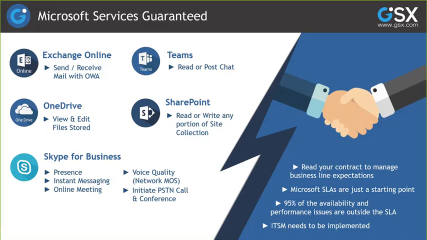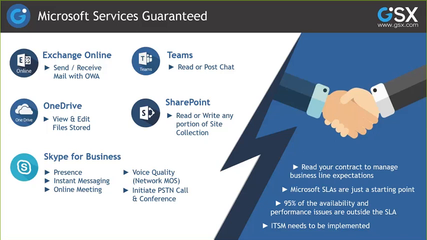So let's continue with Teams. For Teams, the calculation is the same. User minutes minus user minutes of downtime, divided by the total number of user minutes. And the service that is guaranteed is the ability for a user to read or post to a chat conversation, for which, of course, they have appropriate permissions. If you look at OneDrive, the service only guarantees the ability for a user to view or edit files that are stored on their personal OneDrive for Business storage.